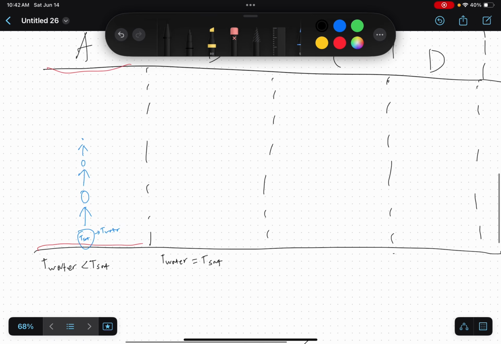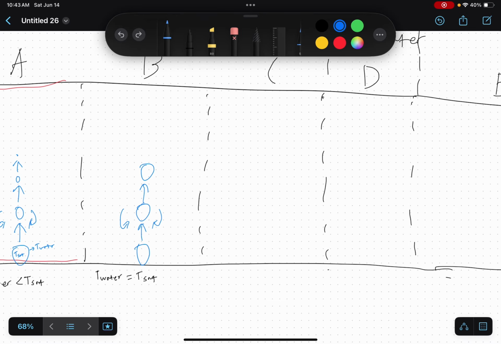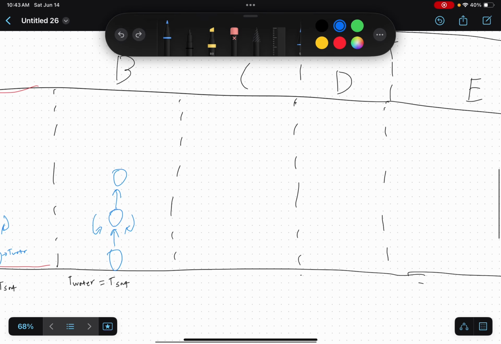Cool. All right, so here, now we've got bubbles. But as they go up, they still cause the mixing. But the bubbles don't get smaller, and that is because these temperatures are equal. So heat doesn't transfer from the bubble to the water or from the water to the bubble. So the bubble just stays the same size. Cool. Region C.